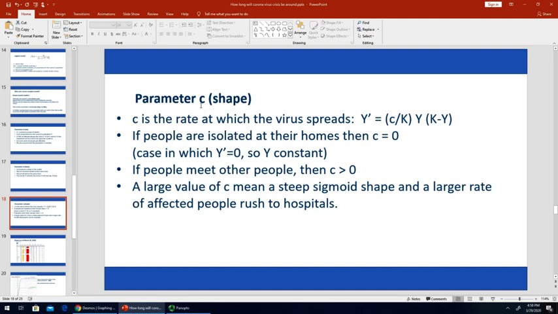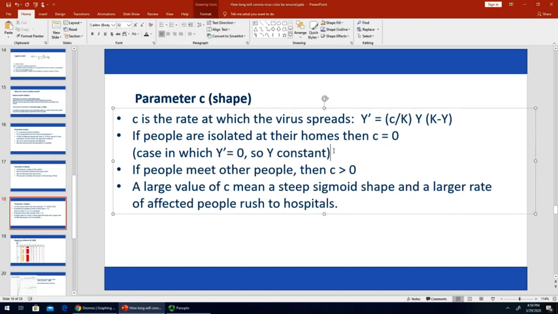The last parameter is the shape or the curvature of the curve we are fitting through the data. So C is the rate at which the virus spreads. If you look at this equation here, you can see that C is a proportionality factor. Y represents the number of infected people. Y prime, the rate at which people get infected, is proportional to the number of people who are infected multiplied by the number of people who are not infected. So this is the number of encounters between infected and not infected people. If people stay isolated at home, then C is equal to 0. That's why the government wants us to stay home, because in that case C is 0, and if C is 0, Y prime actually vanishes, which means that Y is a constant.